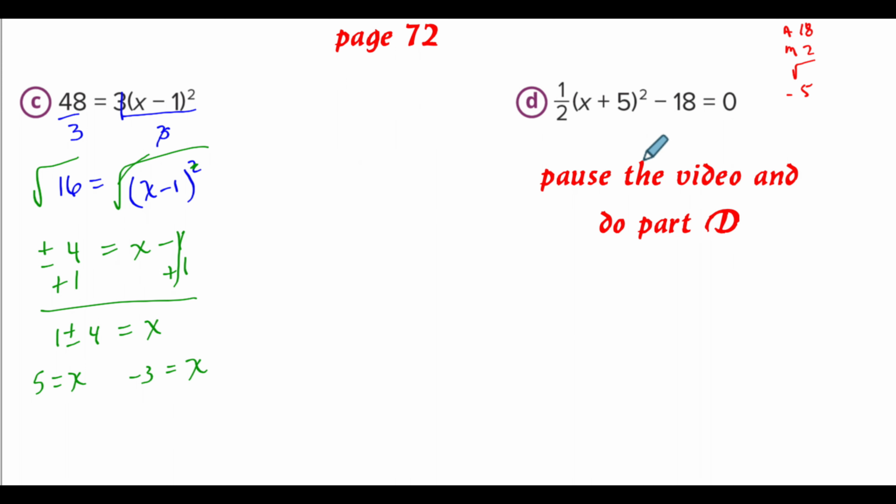Right now, I want you to pause the video and do part D. As I said, here are the steps to do part D. First, add 18 to each side, then multiply each side by 2, then take your square root, then subtract 5. That should help you through it if you're not sure of the steps. So pause the video and do part D.